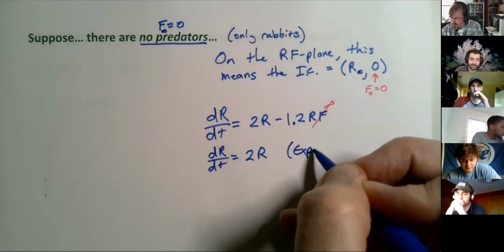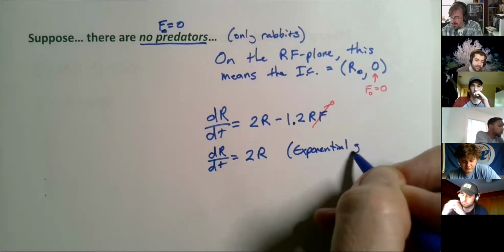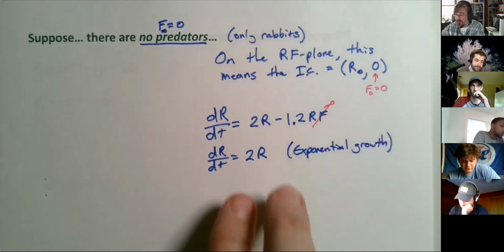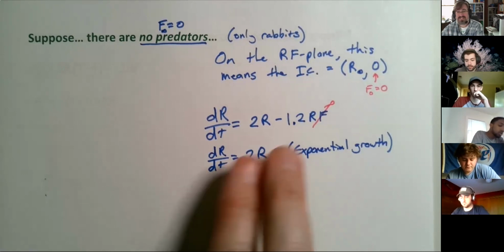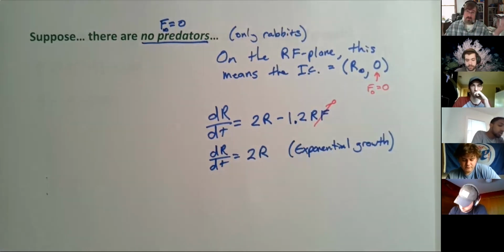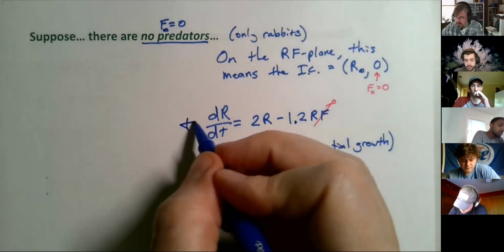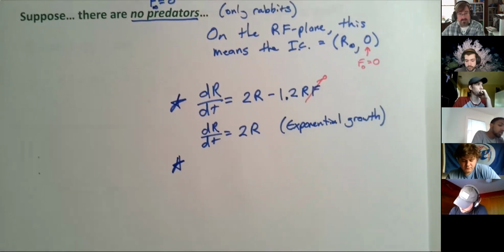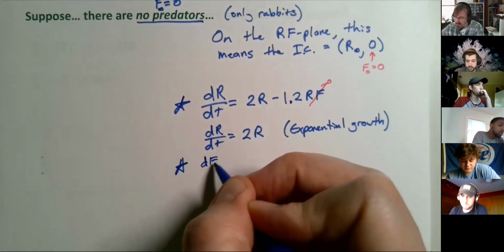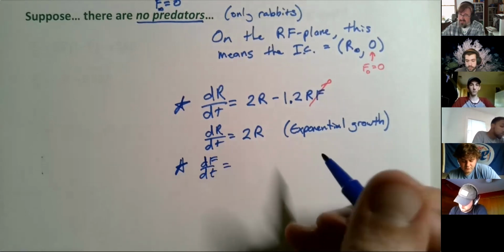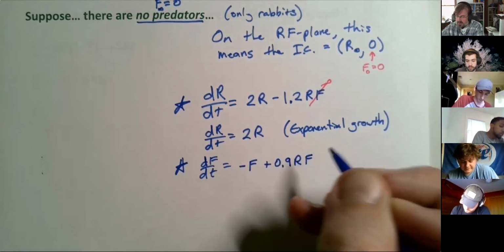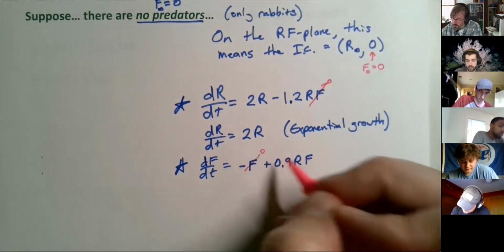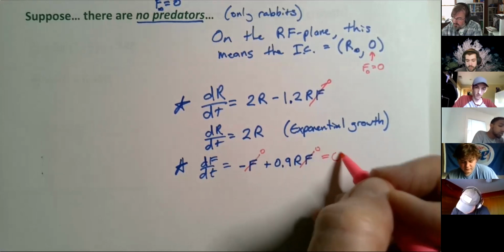That's exponential growth. As a matter of fact, we could actually even say what the solution equation is for r of t. It's some constant times e to the 2t. That's what r of t looks like because it's no longer dependent upon the fox population, because it's 0. So that's dr dt. And of course, we also have to consider df dt. As the setup would indicate, this is just going to wind up being 0 because it's negative f plus 0.9 rf. And since the fox population of 0 is in each one of these terms, the whole thing is just equal to 0.